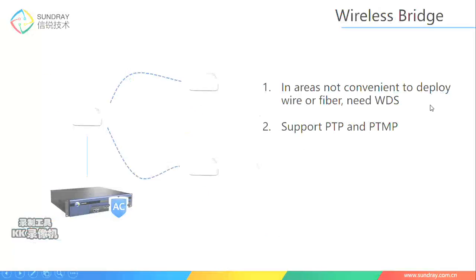And also Sundray's access point supports wireless bridge, point-to-point bridge. And the point-to-point bridge is used for areas where it is not convenient for the wiring. So we need a wireless bridge. So the wireless bridge is set up here.